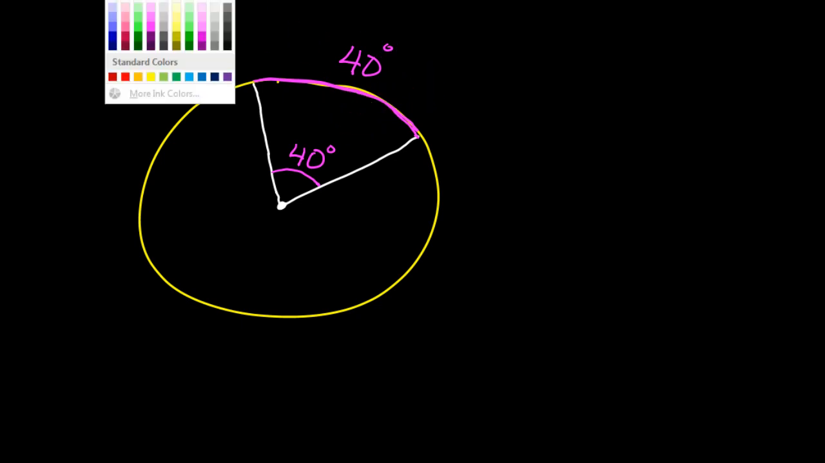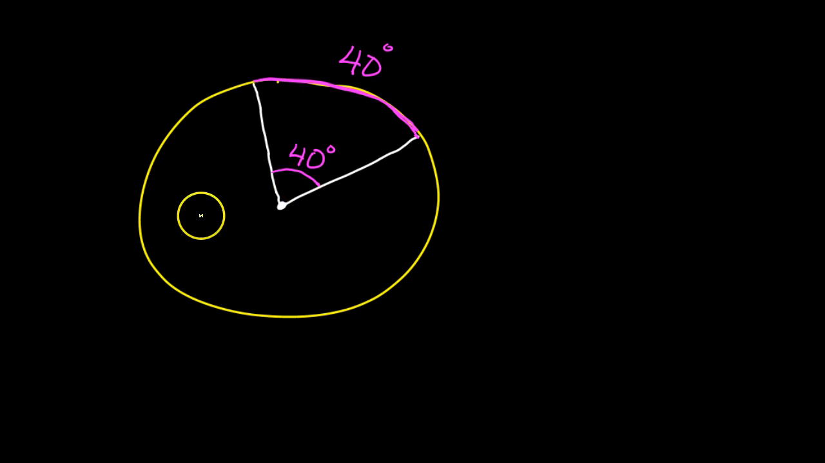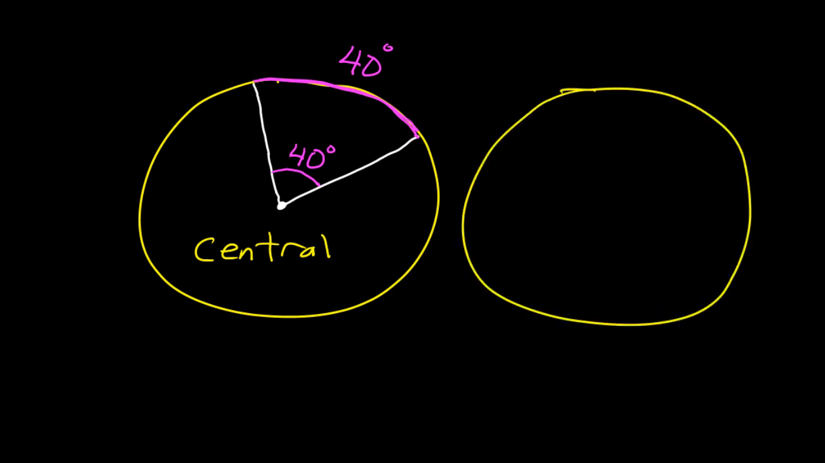Okay, now let's talk about inscribed angles. Maybe I should label this. This was a central angle. Now let's compare that to an inscribed angle. An inscribed angle is an angle whose vertex is on the circle. So it goes all the way over to the edge like this.